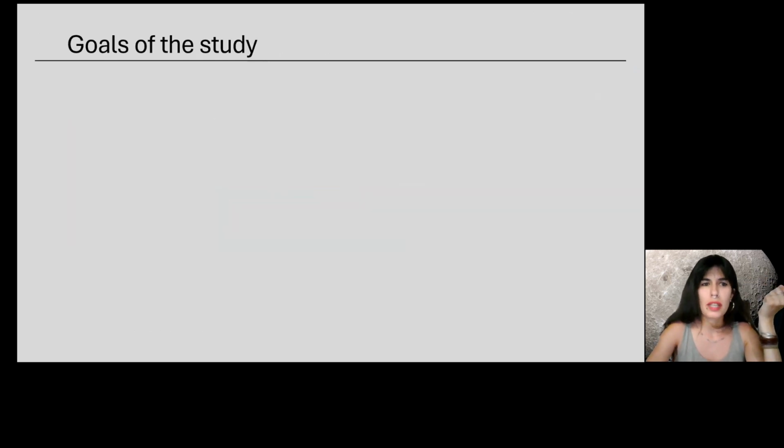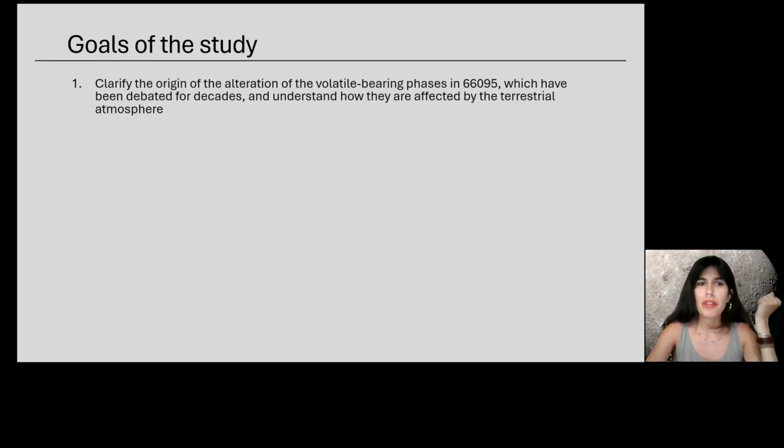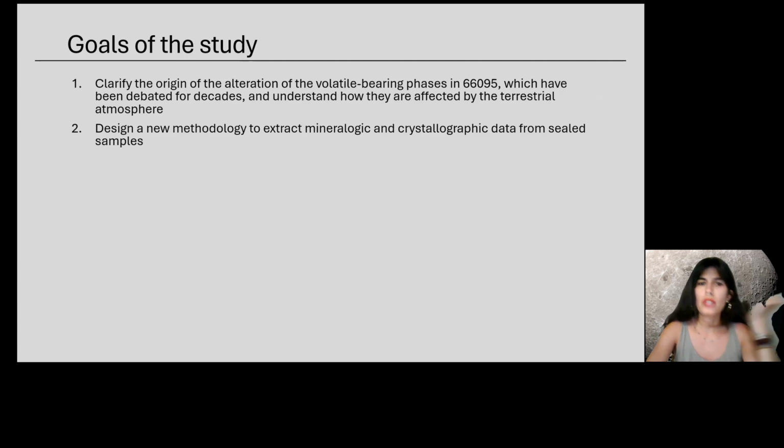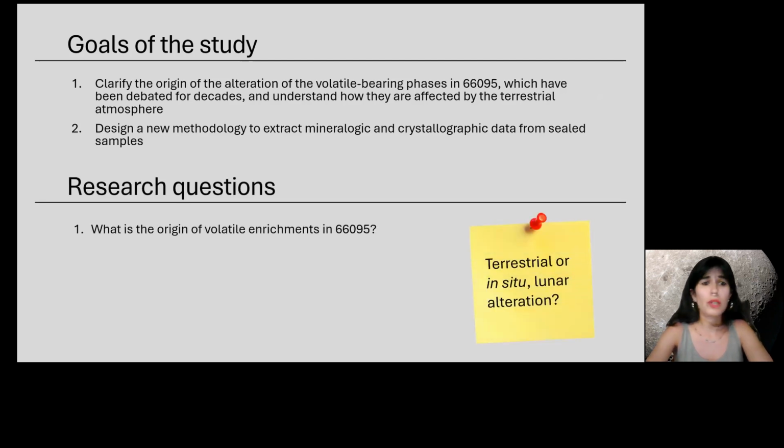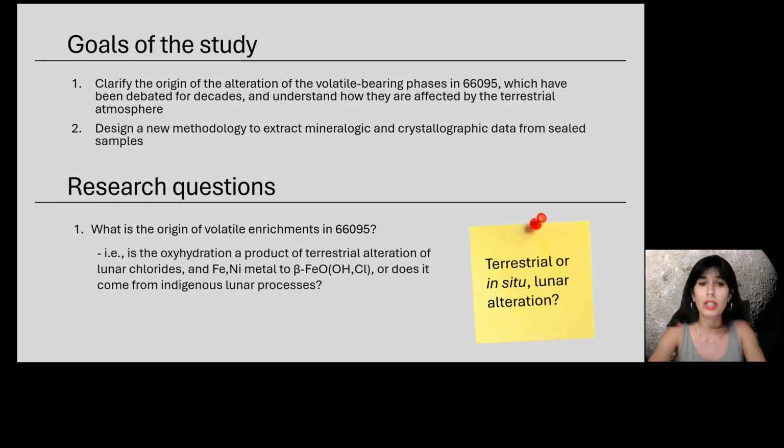So the goals of this study are basically two. First, to clarify the origin of the alteration of the volatile-rich phases in 66095, and then to design a new methodology to extract mineralogic and crystallographic data from sealed samples. So the research questions are very straightforward. What's the origin of the volatile enrichments in 66095? For example, is the oxyhydration a product of terrestrial alteration of lunar chlorides like lawrencite and iron-nickel metal to akaganeite, or does it come from indigenous lunar processes? And to what extent does the alteration, the rust, penetrate the sample?